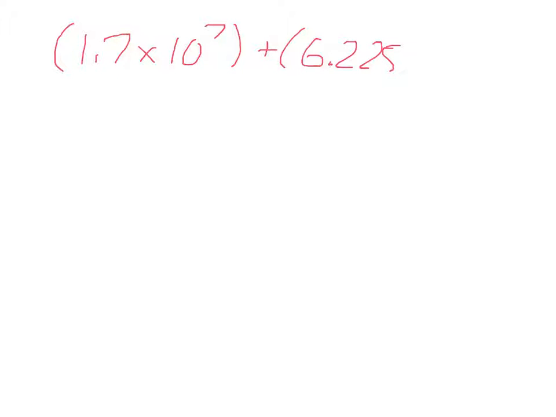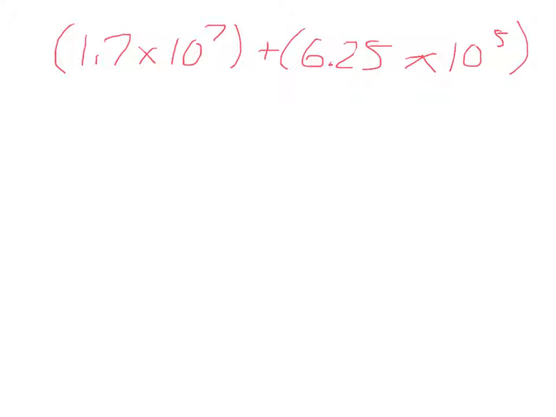Okay, let me have you try this problem. 1.7 times 10 to the 7th plus 6.25. Let's rewrite that to be correct. 6.25 times 10 to the 5th. Okay, so pause the recording and see what you get.